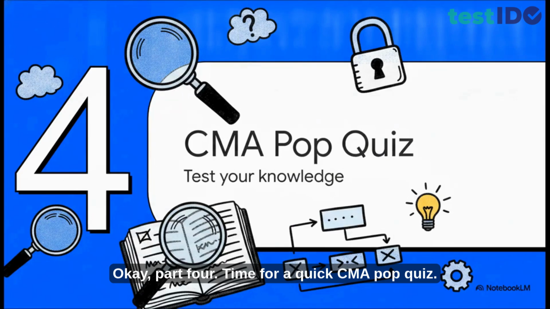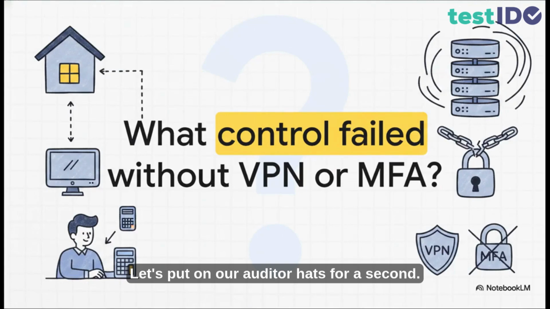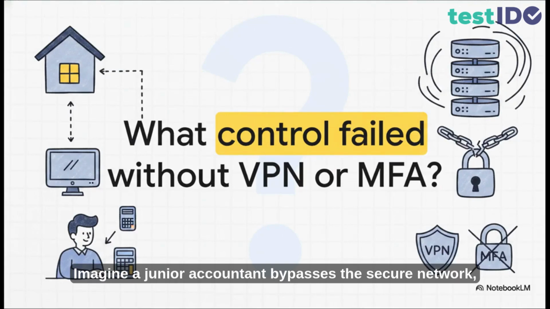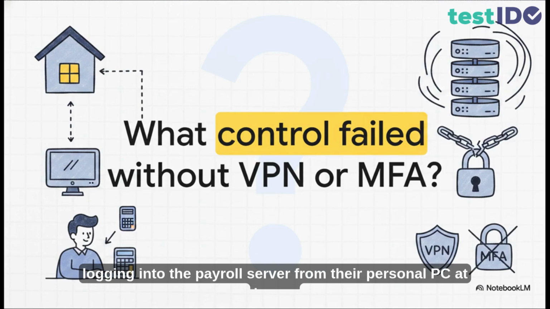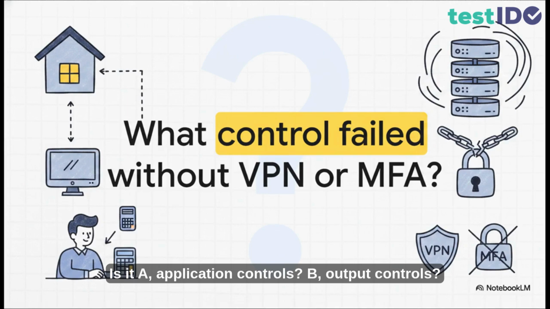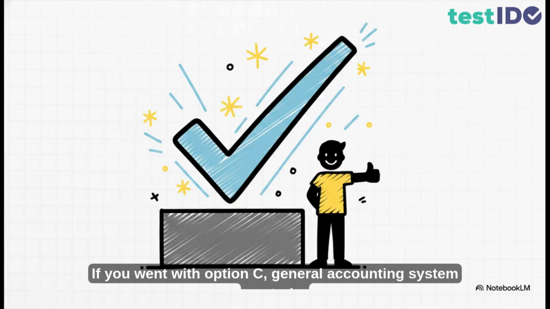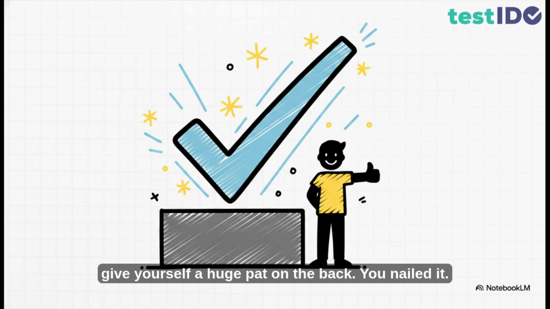Okay, part 4. Time for a quick CMA pop quiz. Let's put on our auditor hats for a second. Imagine a junior accountant bypasses the secure network, logging into the payroll server from their personal PC at home, no VPN, no multi-factor authentication. What just failed? Is it A, application controls, B, output controls, C, general system controls, or D, processing controls? Take a second to deduce the right answer. If you went with option C, general accounting system controls, give yourself a huge pat on the back. You nailed it. That is exactly how the exam wants you to think.